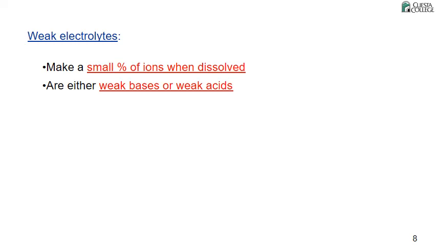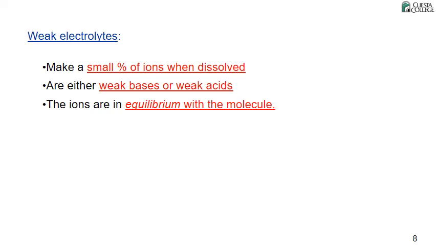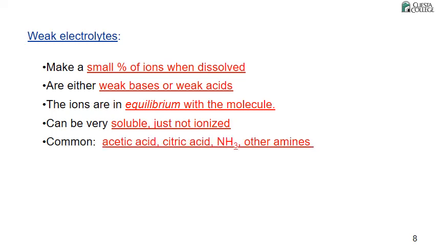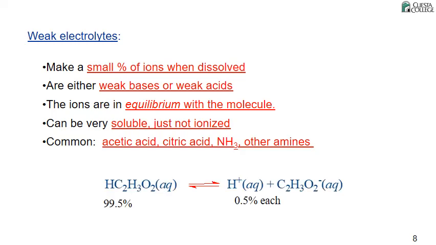Here's some more information about weak electrolytes. Weak electrolytes dissolve in water, and they only make a small percentage of ions when dissolved. Weak electrolytes are either weak bases or weak acids. When weak electrolytes dissolve, the ions of the weak acid that form with water are in equilibrium with the molecule that hasn't ionized. Weak electrolytes can be very, very soluble. They just don't ionize and make ions. Some common weak electrolytes are acetic acid, citric acid, ammonia that you might have for a cleaner, and some other amines that you might find around your house.